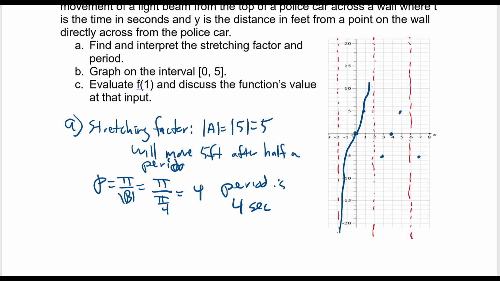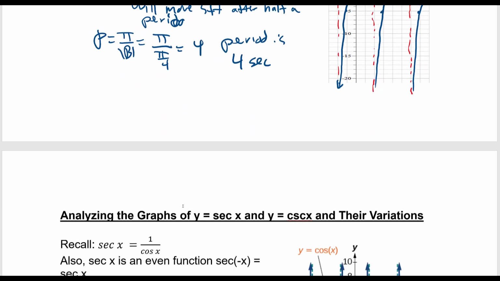Now they said just from 0 to 5, so I'm doing, it looks like, negative 3 up to 6 up to 8. It comes up like so. Okay, that's how that one would work.